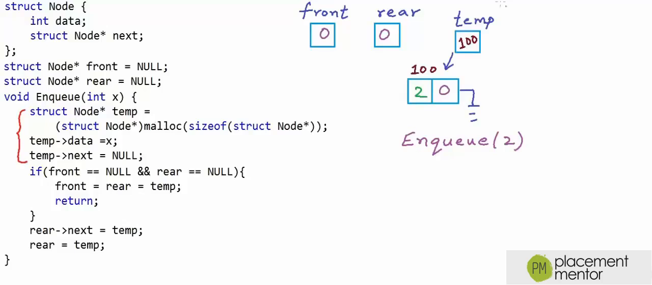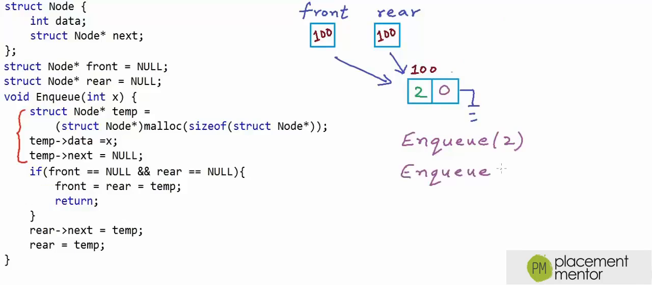Let's say we got this node at address 100, so a variable named temp is storing this address. This variable is pointing to this node. Right now front and rear are both null, so we will go inside this if condition and simply set both front and rear as 100. When the function finishes execution, temp, which is a local variable, will be cleared from memory. After setting both front and rear as the address of this newly created node, we are returning. So this is how the queue will look after the first enqueue.